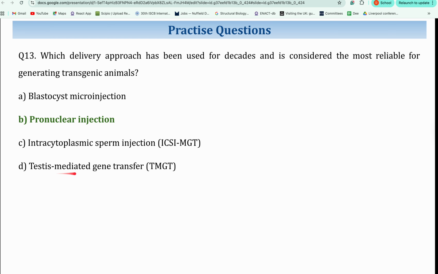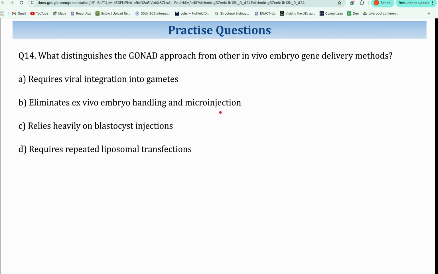If we talk about option D, which is testis-mediated gene transfer, in this case DNA is introduced into the testicular germ cells to produce transgenic offspring. So it is experimental and less reliable than pronuclear injection. In that way, pronuclear injection is the approach which has been used for decades and is also reliable. So let's move to the next question.